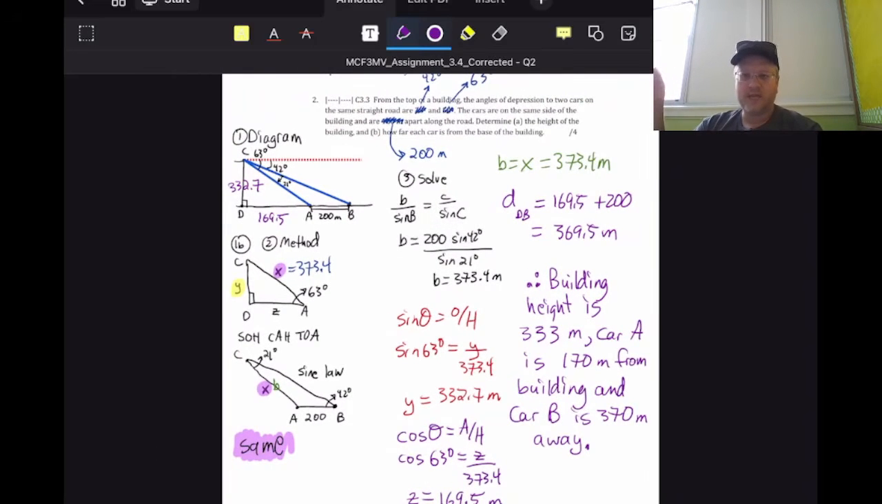This is kind of workflow and labeling and way to lay out your question and the amount of work that I would like to see overall.